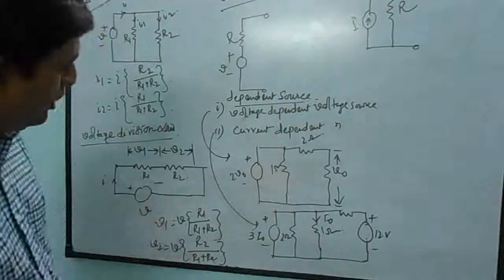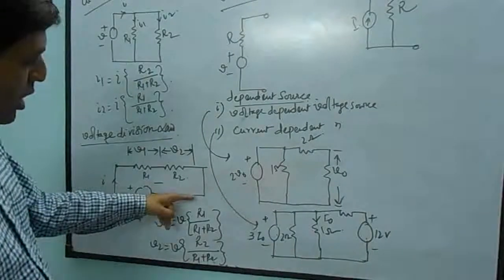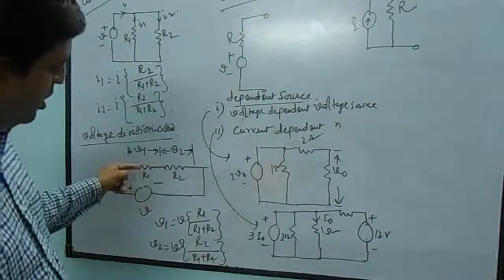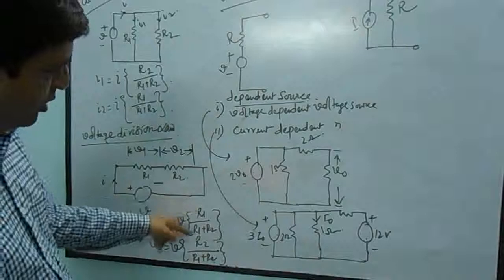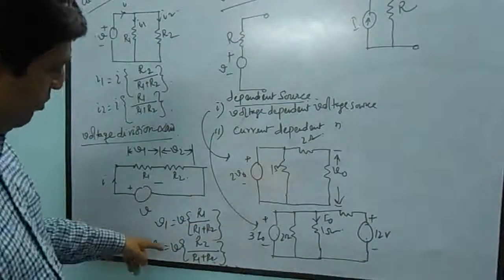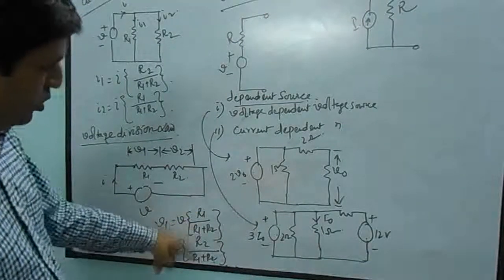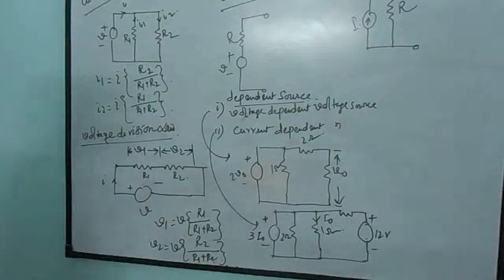So V1 can be written as V into the same side resistance, that is R1 divided by R1 plus R2, and V2 is equal to V into R2 divided by R1 plus R2.